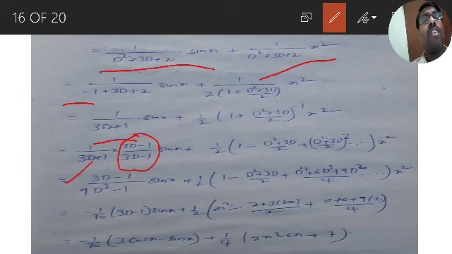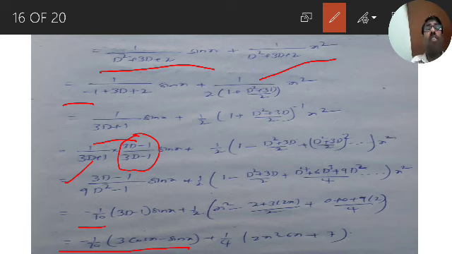In place of D square, substitute minus 1. You will get minus 1 by 10, (3D minus 1) of sin x. D means derivative. Derivative of sin x is cos x. So for the second method, for the sin x term, what we got is minus 1 by 10 into (3 cos x minus sin x).